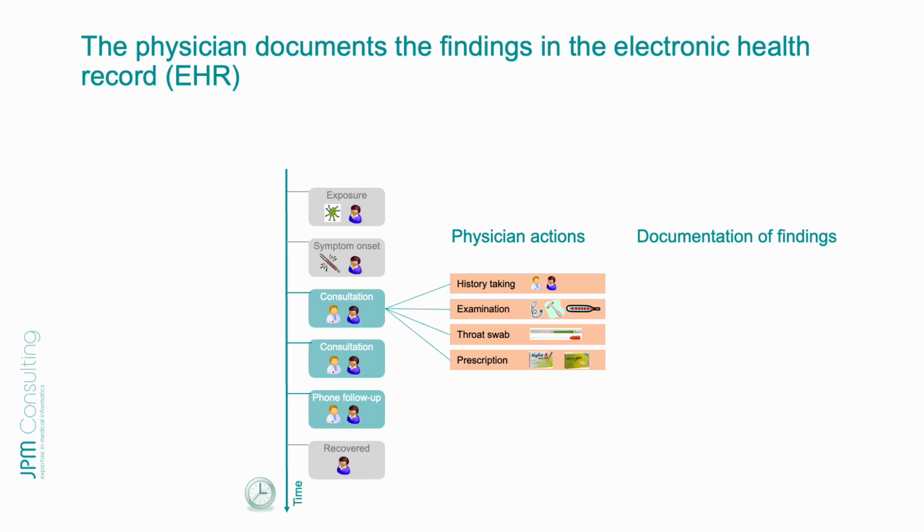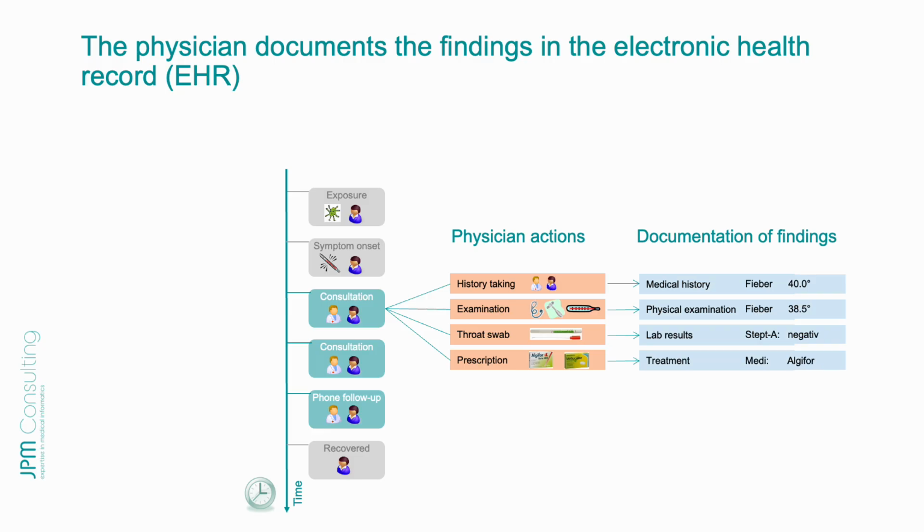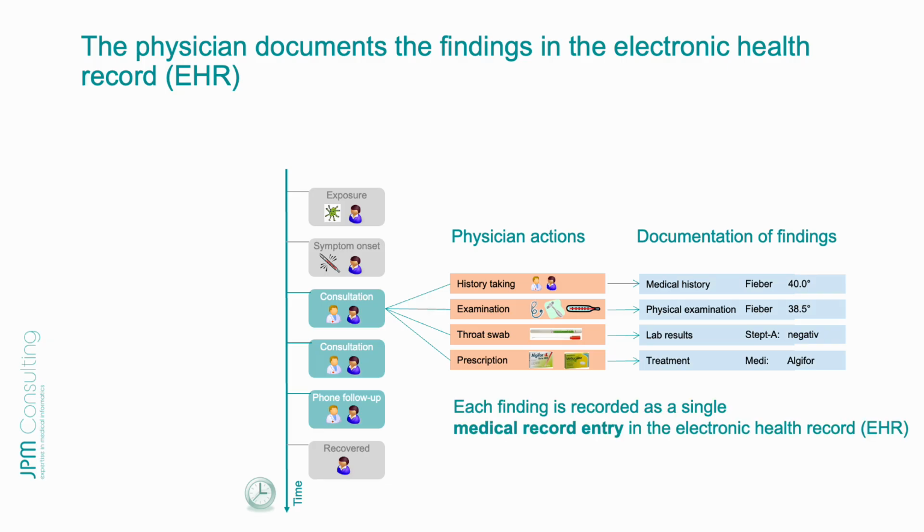The clinician then documents the findings in the electronic health record. Fever is recorded in the medical history and as a finding on physical examination. The lab result is documented and the prescription drug is recorded under treatment. Each of these items is stored as a separate medical record entry in the EHR.